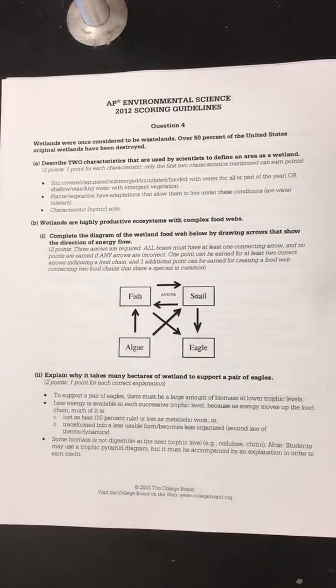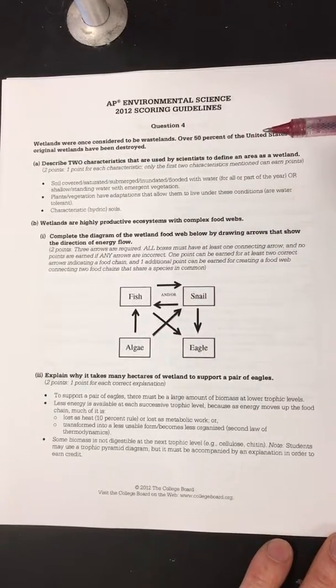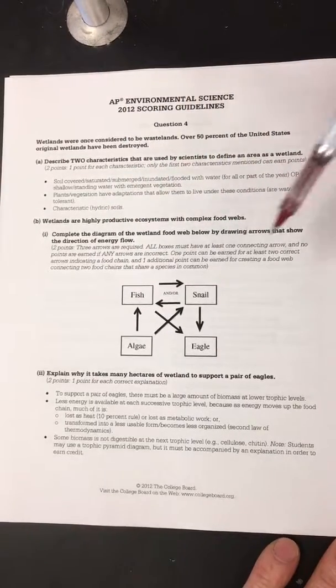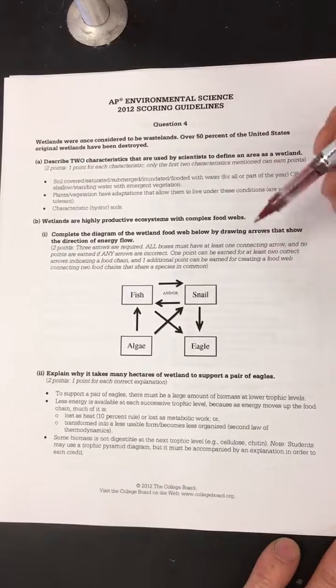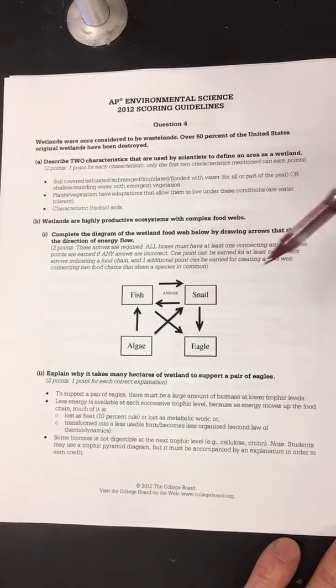Now to earn a point here, all you needed to have was 2 arrows. But if you had 3 arrows total, you got 2 points. So look at these arrows. You didn't have to have all of them, but you did have to have at least 3 of them.